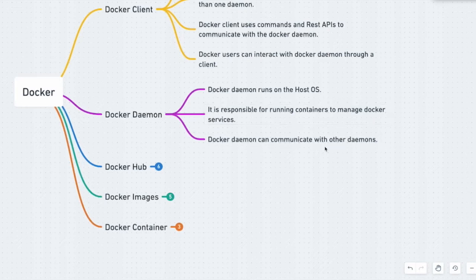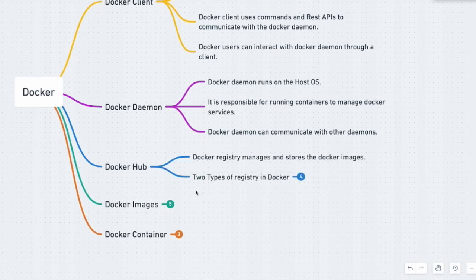And Docker daemon can communicate with other daemons also. As we know, with Docker client, we can communicate with more than one daemon, and Docker daemon can communicate with other Docker daemons also. So let's talk about what is Docker Hub. You can refer to it as a Docker registry where your images are stored, just like we store our code on GitHub. So Docker registry manages and stores the Docker images.